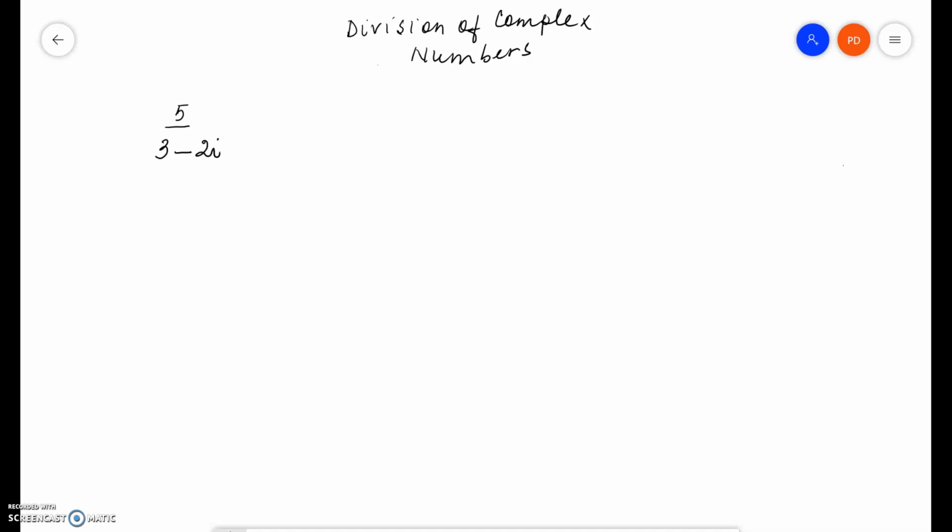So here we're going to divide complex numbers and write the final answer in the standard form, a plus bi. So in the denominator, we have a complex number 3 minus 2i. We're going to multiply and divide with what is called the complex conjugate.